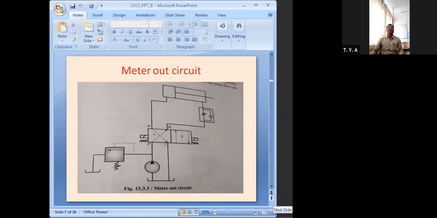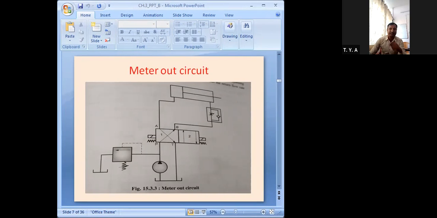Now let us go for the meter out circuit. See the difference from the meter in circuit. The pressure compensated flow control was here, that means the flow control valve was located in the line leading to the inlet port of the cylinder. But here, in the meter out circuit, the flow control valve is located in the line with the ram side of your cylinder. Now let us discuss this meter out circuit.